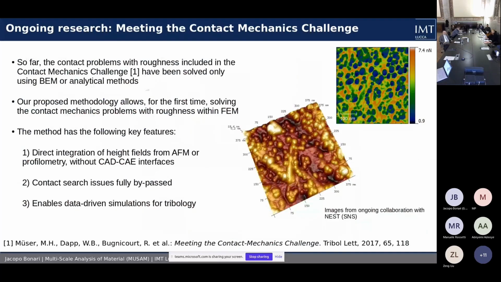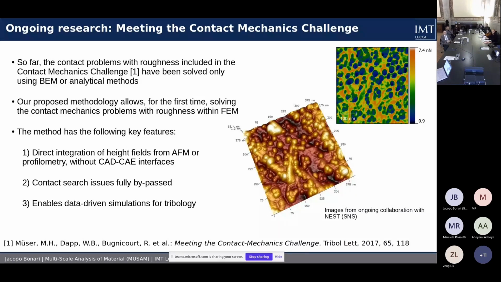But of course we want to go on. We want to go further. So we would like to use our method to address the so-called contact mechanics challenge, which is a challenge set up by two researchers 5 years ago, who wanted to define the state of the art of contact models employed for the solution of a rough problem. And so far, no solution has been attempted using the finite element method, and this is our goal.